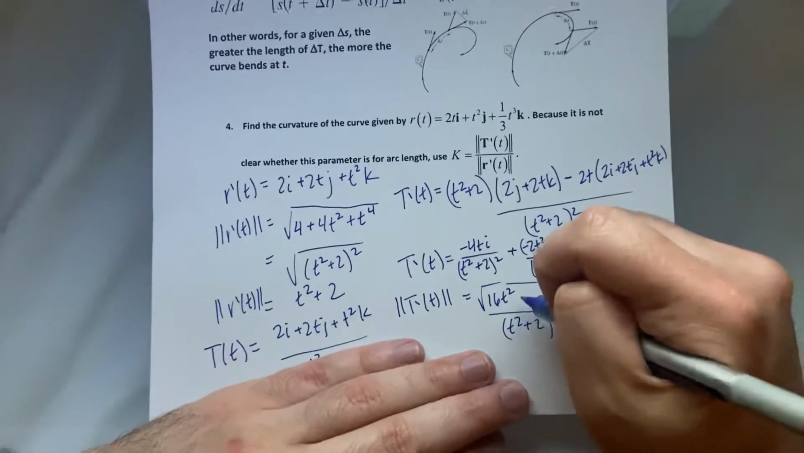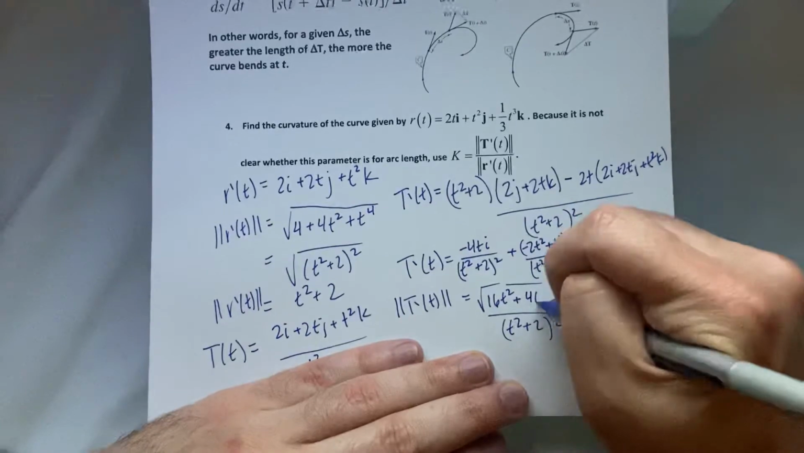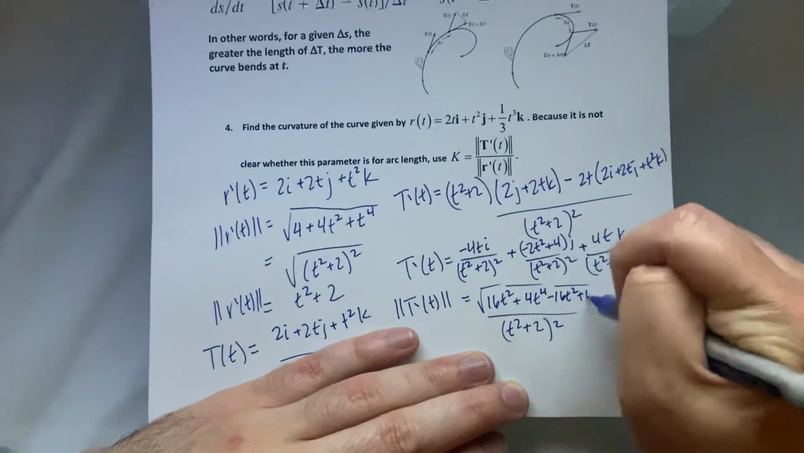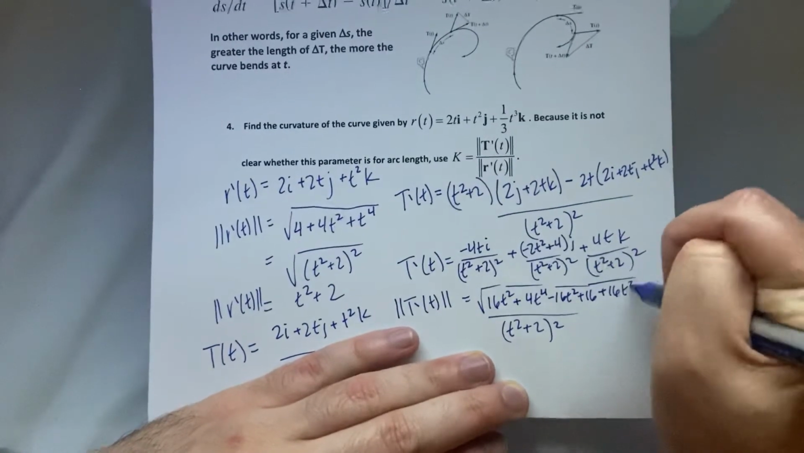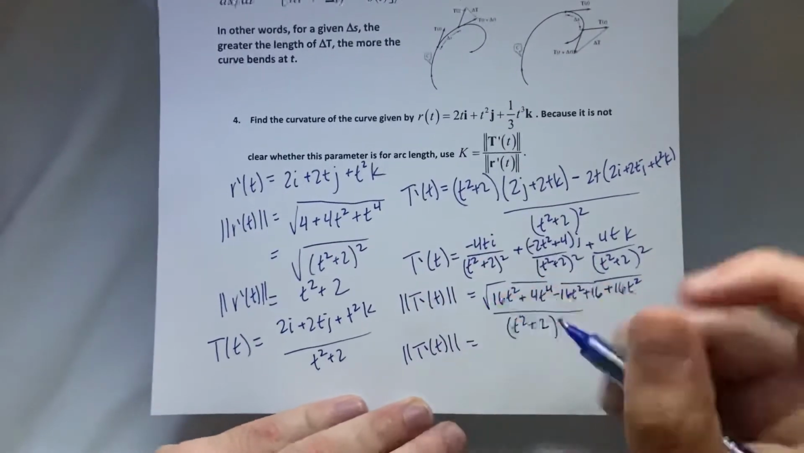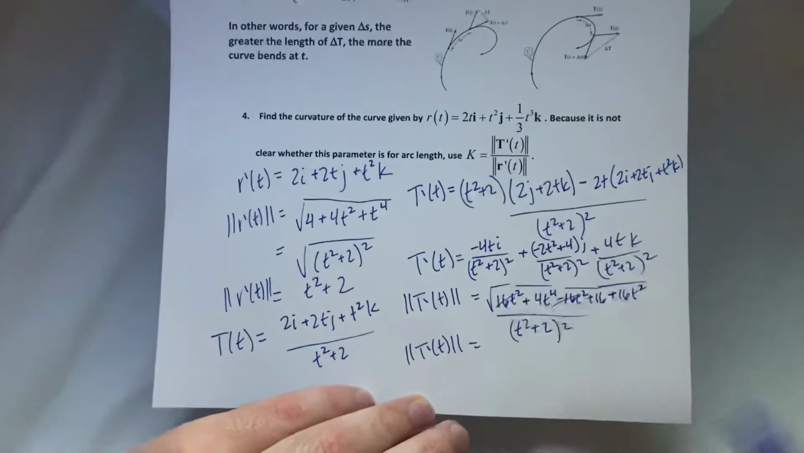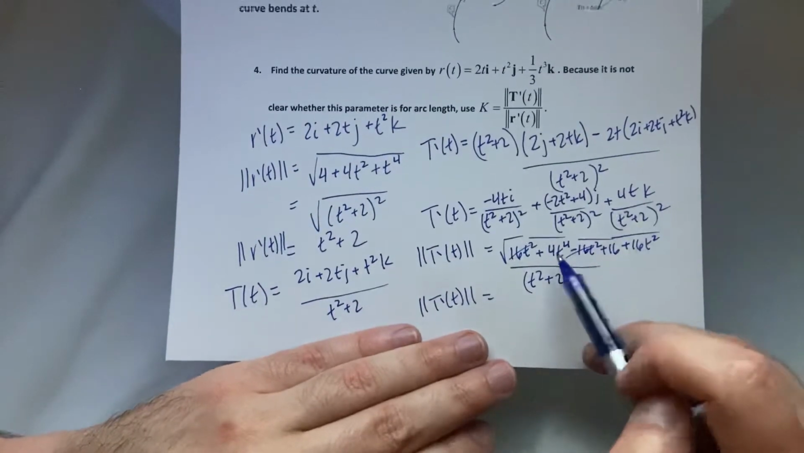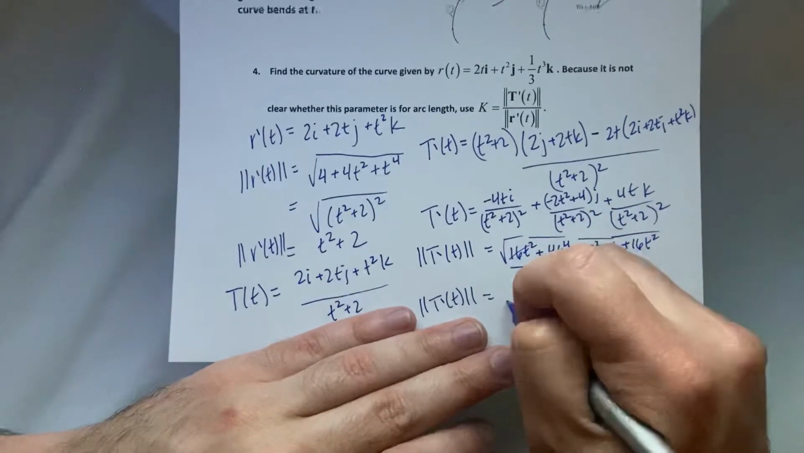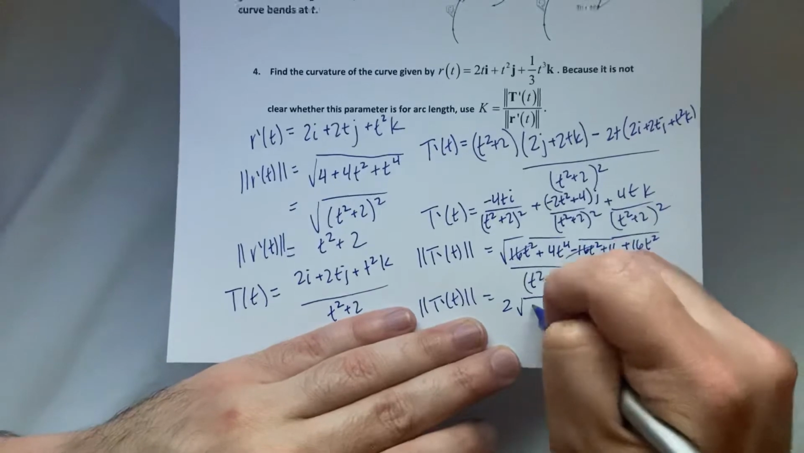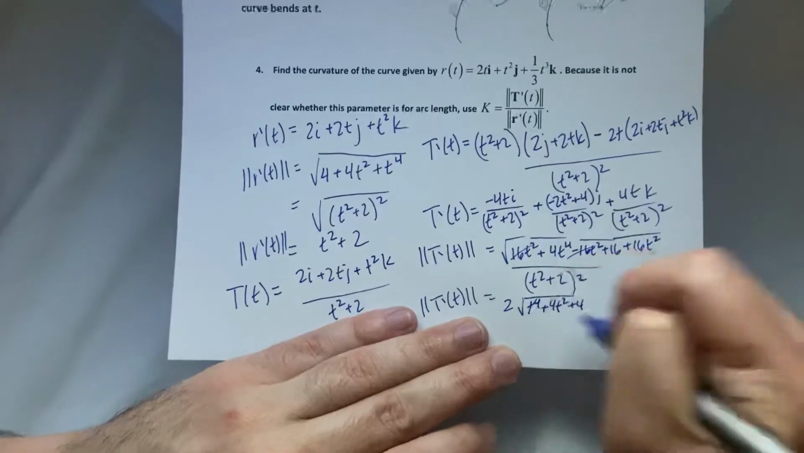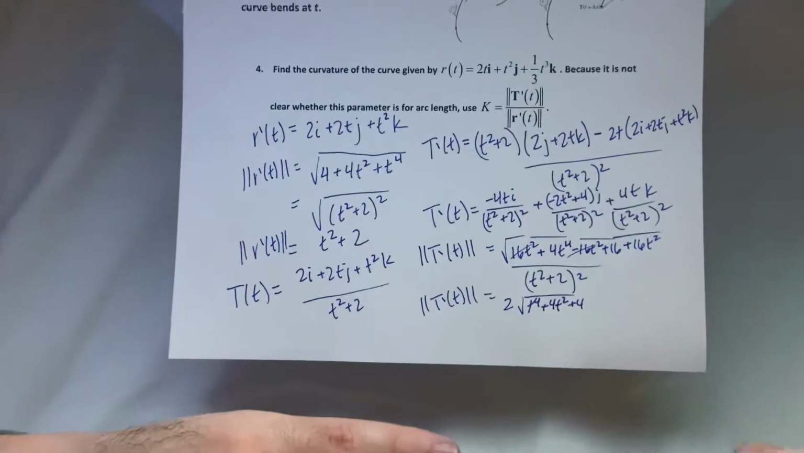When I square this, this is a binomial, so that would be 4t to the 4th, minus 16t squared plus 16. We have another plus 16t squared. Now, a 16t squared is going to cancel. This is 4t to the 4th plus 16t squared plus 16. I can pull 4 out, so it would be 2 times the square root of t to the 4th plus 4t squared plus 4. This is a perfect square. It's t squared plus 2, squared.